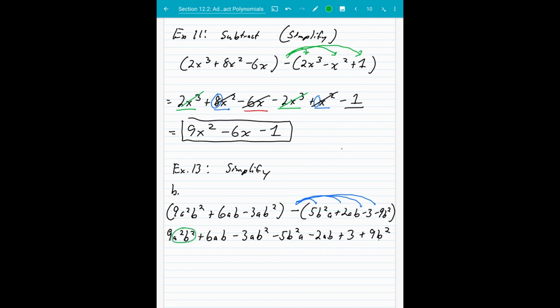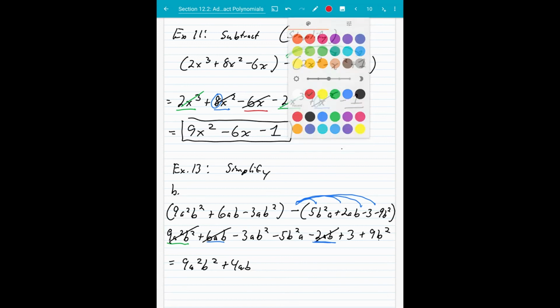We want to look for anything that has a squared and b squared. The second one doesn't, and it doesn't look like any of them do. None of them have a squared, b squared. So I'm just going to write down 9a squared b squared, cross it out. 6ab, we want other ab's, and we have another ab right here. So 6 minus 2 makes 4, so that's going to make plus 4ab. Move on to the next one.